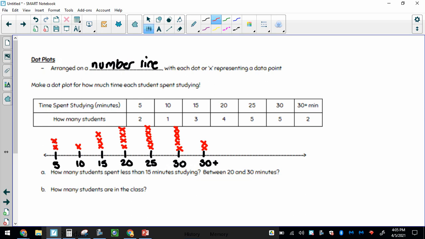So this kind of shows you the high points are where a lot of kids spent time. So you can see a lot of them spent time in this 20 to 30 minute range. Not a whole lot of people spent 5 minutes. Not a whole lot of people spent more than 30.